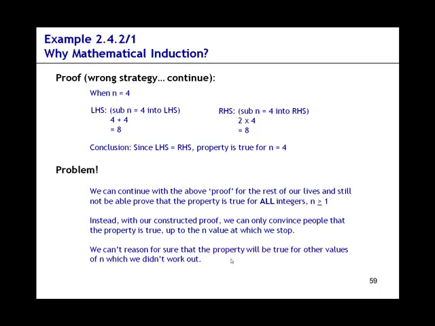Now there's a problem, because we can continue doing this for the rest of our life and still we will not be able to prove that the property is true for all integers n greater than or equal to 1. With this constructed proof, we can only convince people that the property is true up to the value where we stop. We can't reason for sure that the property will be true for all other values which we have not worked out.